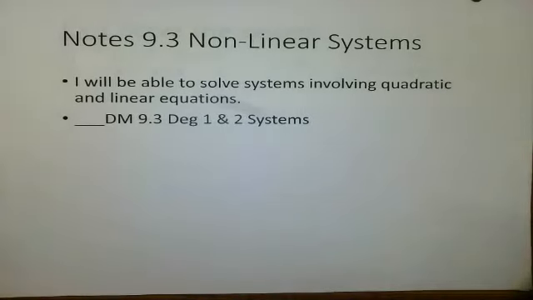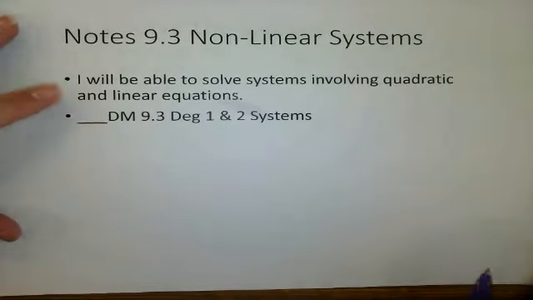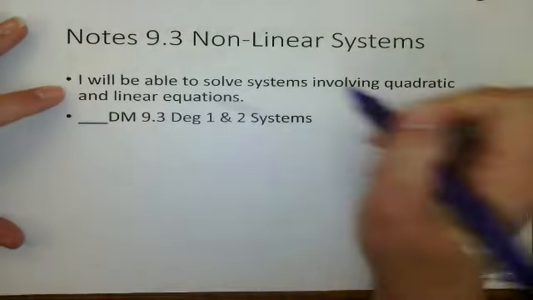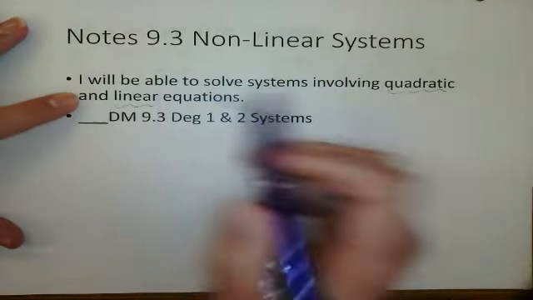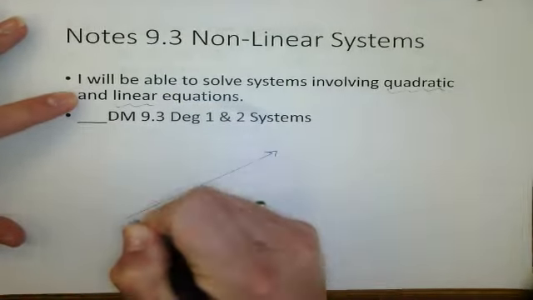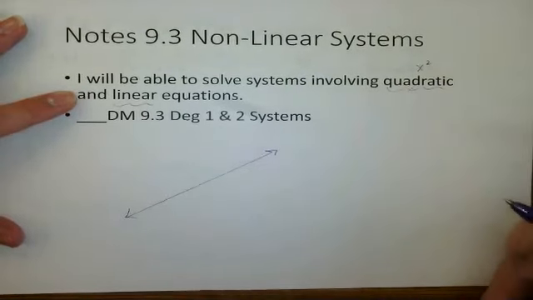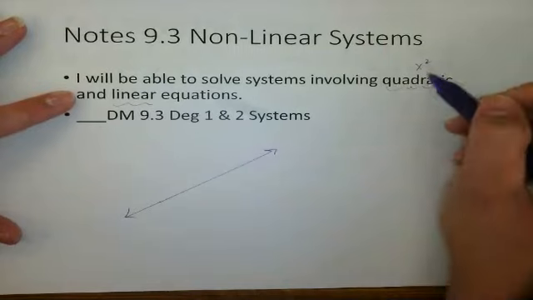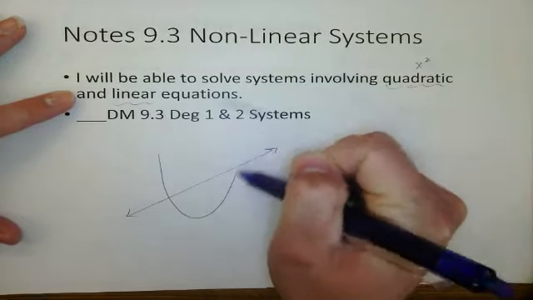All right, hello pre-cal. This is lesson 9.3, nonlinear systems. So today we're going to be solving systems involving quadratic and linear equations. Linear means we've got a line, and quadratic, that's anything with x squared as its highest degree. And so we have a parabola type shape.